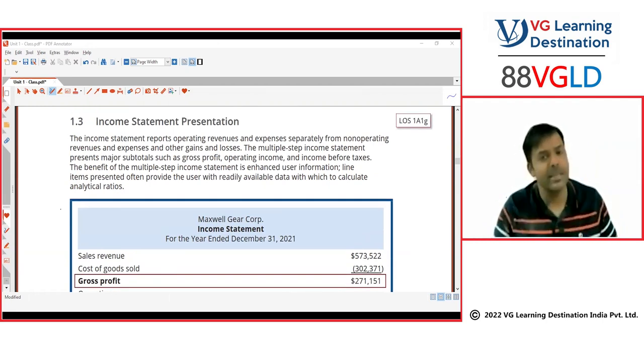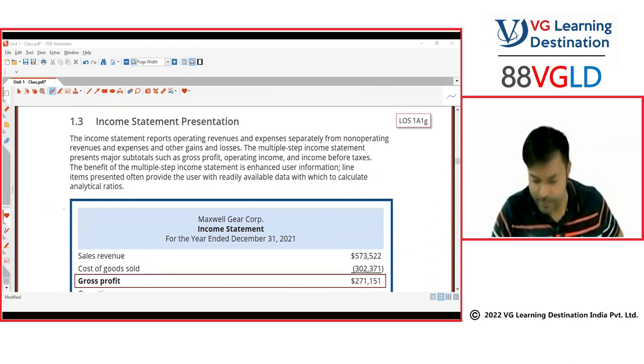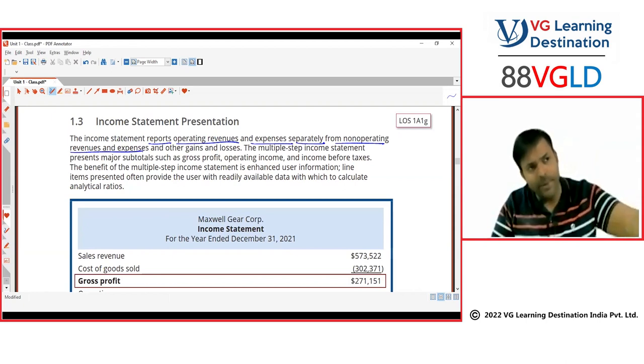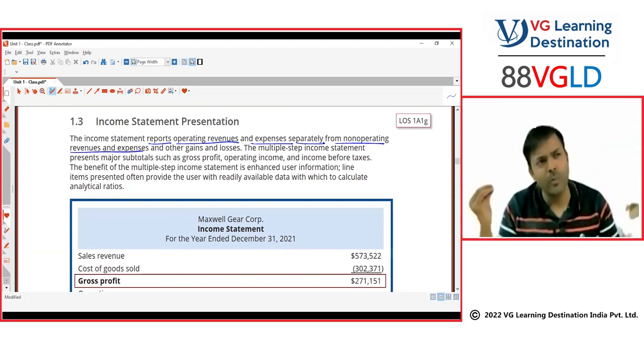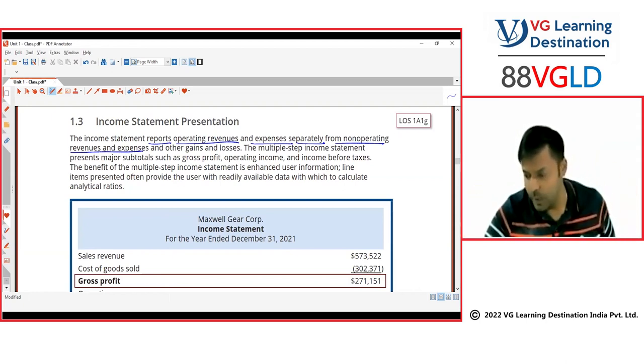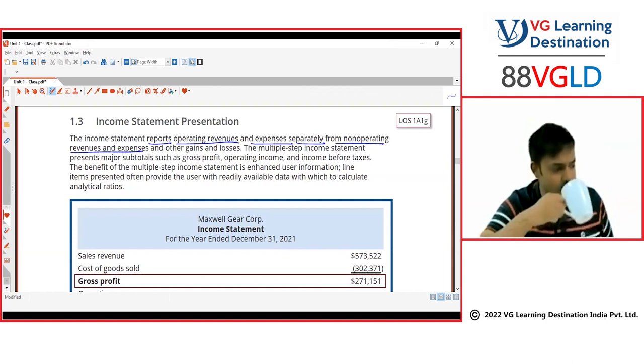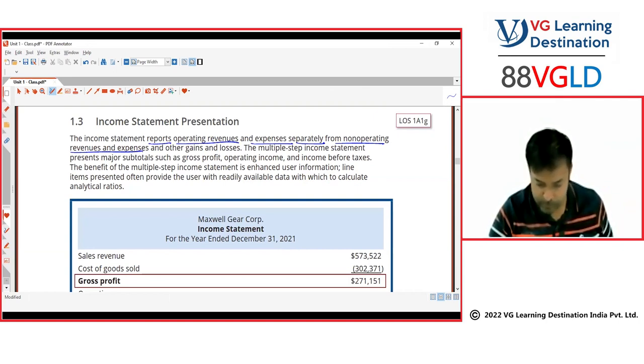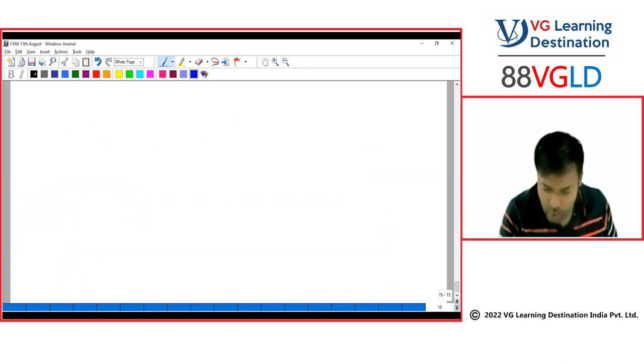Now, income statement presentation. Again, income statement means the P&L presentation. The income statement reports the operating revenues and expenses separately from the non-operating ones. Why are we reporting it separately, guys? Operating and non-operating, what is the rationale of that? Why are we segregating operational and non-operational?